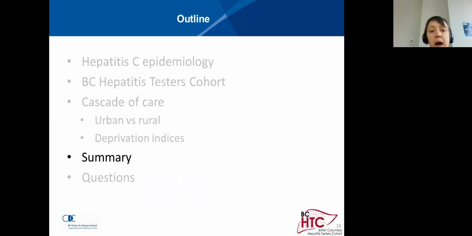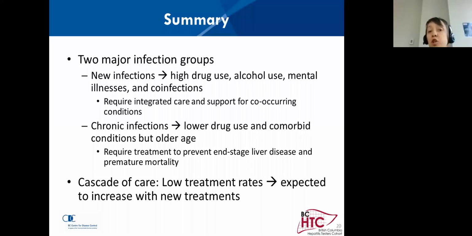Just as a wrap up, there are two major infection groups: new infections, which have higher drug use, alcohol use, mental illnesses, and co-infections, and require integrated care and support for current conditions. And chronic infections, which have lower drug use and comorbid conditions, but are older in age, and require treatment to prevent end-stage liver disease and premature mortality. The big gap in the cascade of care is low treatment rates, and we expect those rates to increase with new treatments.